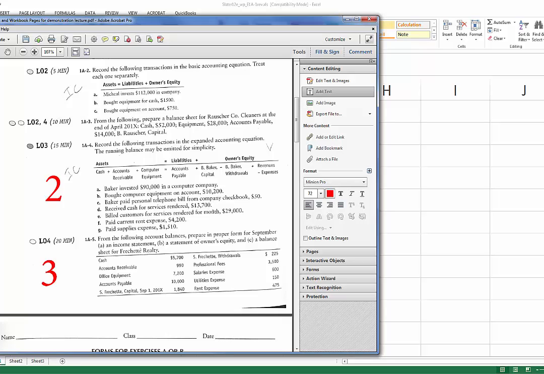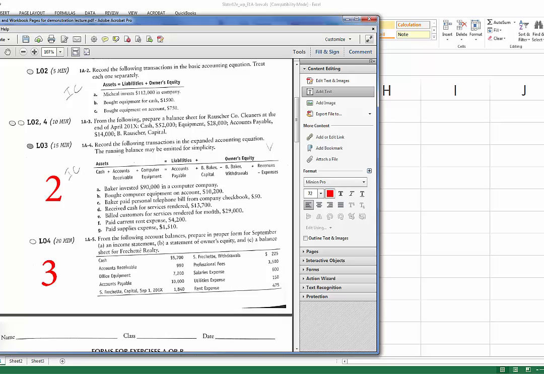Here we have accounts payable. Accounts payable is the account that we use to keep track of money we owe someone else. We're going to pay it to them. And then owner's equity. Owner's equity is split out to capital. Capital is how much money you put in the business. Withdrawals, how much money did you take out of the business?